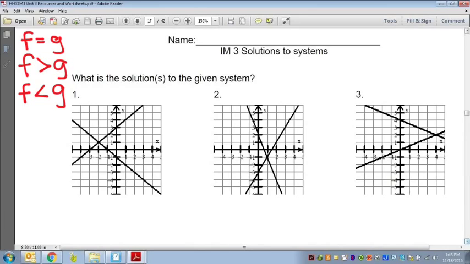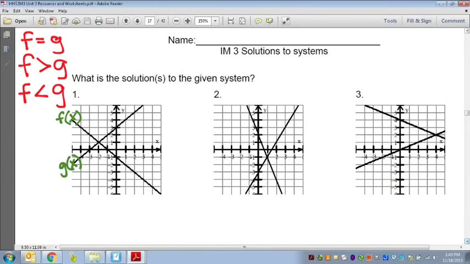So for number 1, I'm just going to arbitrarily label the graphs here. And you could label them whatever you want, and you could label which graph. So I'm making this line f of x, and I'll make this line g of x. You could have switched them. You could make the bottom one f of x and the top one g of x. It really doesn't matter. Okay?